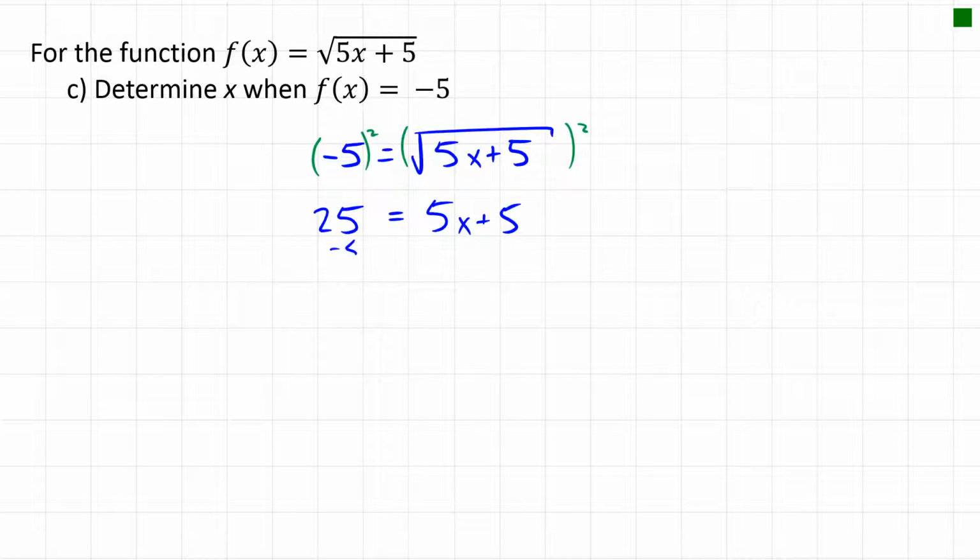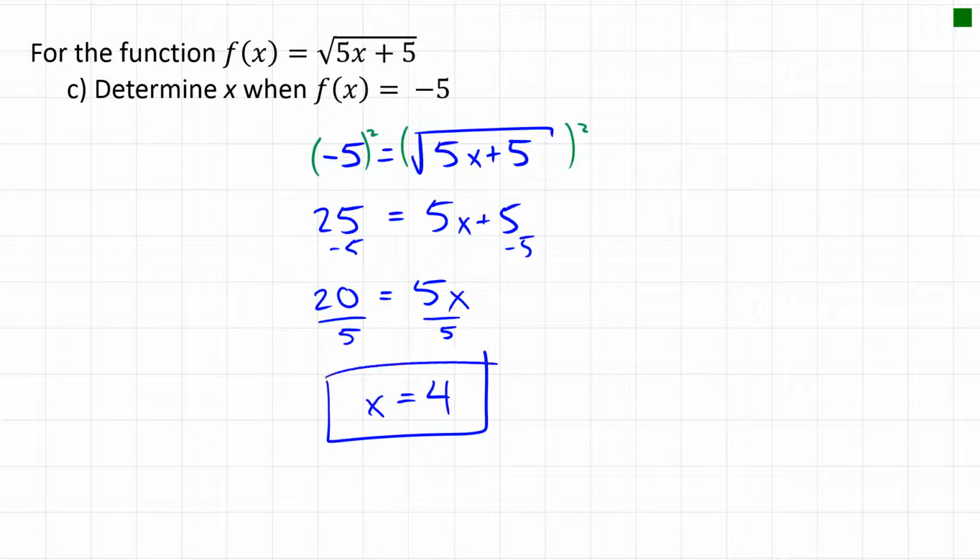Subtract 5. Subtract 5. So 20 is equal to 5x. Divide by 5, divide by 5. x is equal to 20 over 5, which is 4. So x equals 4.